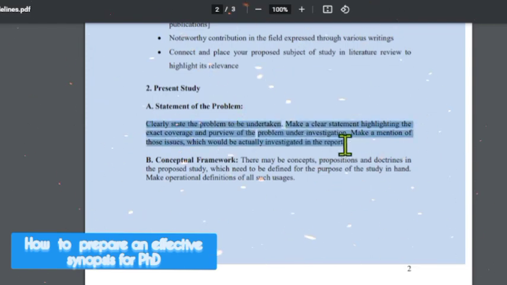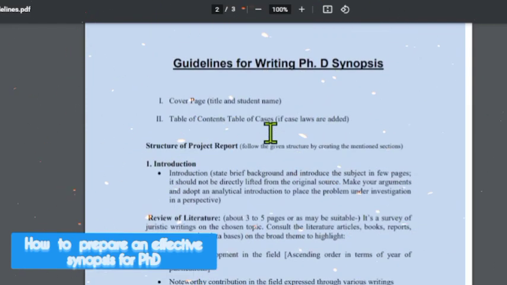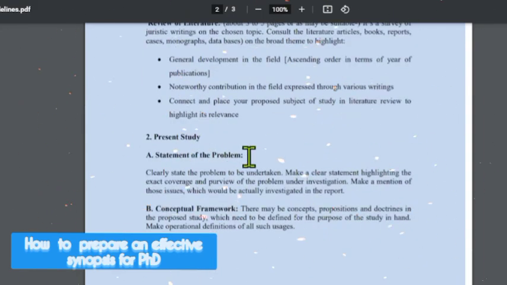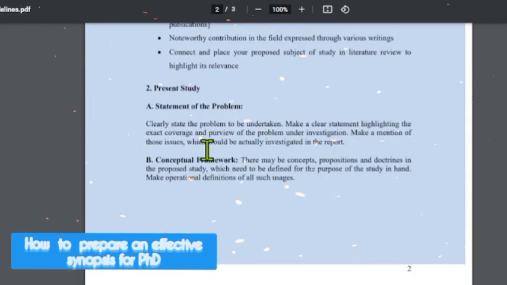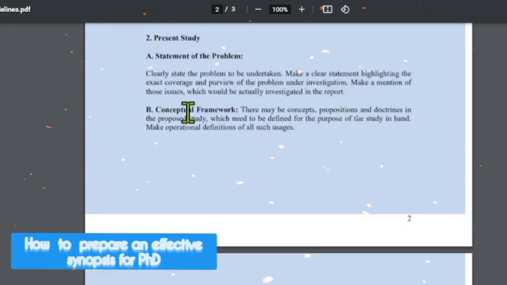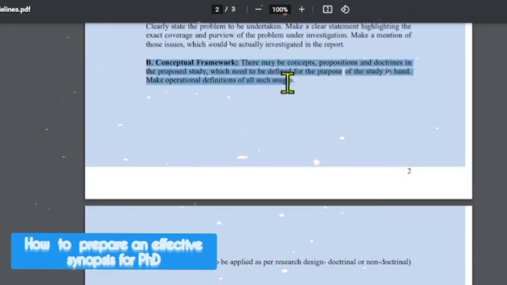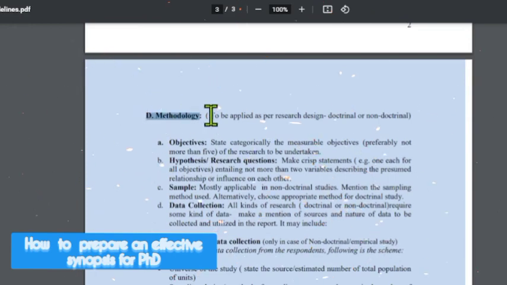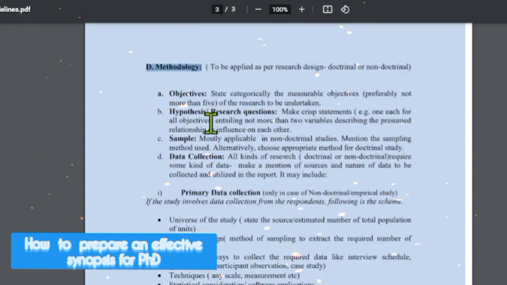So the first and most important point is defining the title of the thesis, and then, after reviewing the literature, discussing the statement of problem area, the problem definition. Many names are given to this particular thing. Conceptual framework also we can discuss over here. And after that, methodology, which forms the heart or the core of any research thesis or research work.